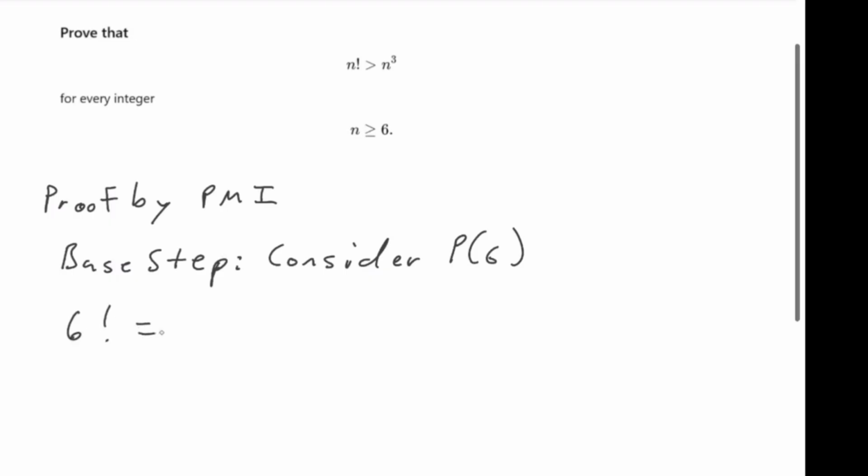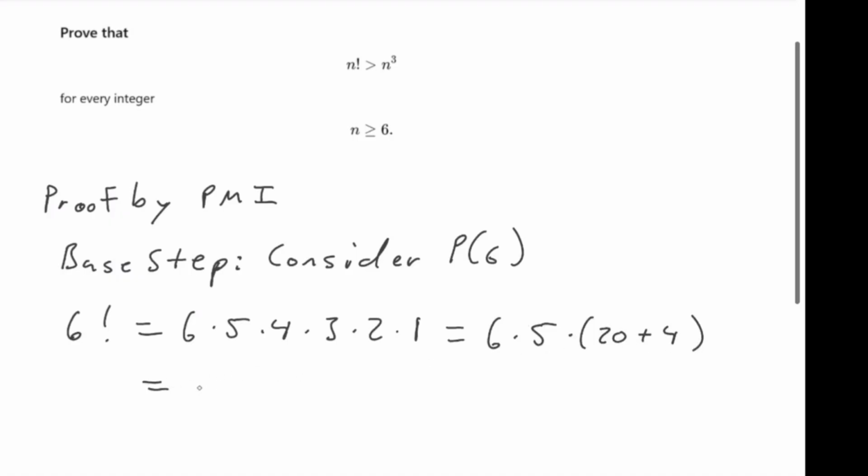So 6 factorial is equal to 6 times 5 times 4 times 3 times 2 times 1. And let's see, that's going to be 2 times 3, 6, 24. So 24 times 5. So 6 times 5 times, this was 24, so 20 plus 4, which is equal to 30 times 20 plus 4, which is 600 plus 120, which is 720.